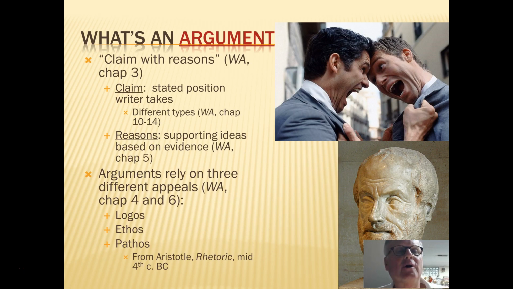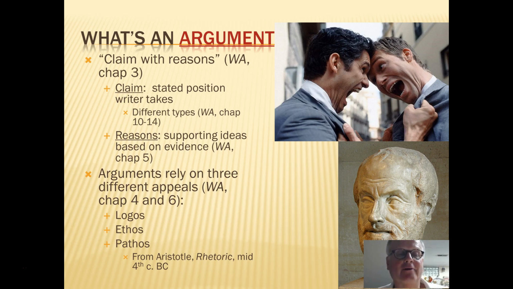An argument, as you know from our earlier discussion, is a claim with reasons. A claim is a stated position that you, the writer, take, and these claims fall into different claim types, and those are covered in chapters 10 through 14. And like I say, we'll get to that probably in week 5. The reasons that we take the position that we do are supporting ideas, and those are based on evidence. And evidence as a thing is discussed in chapter 5.